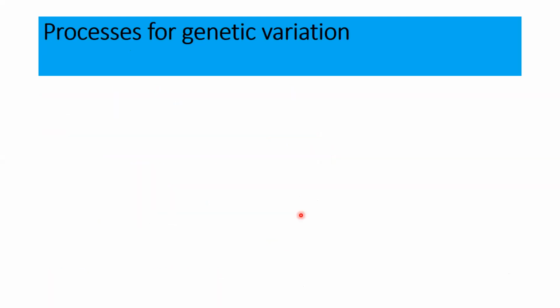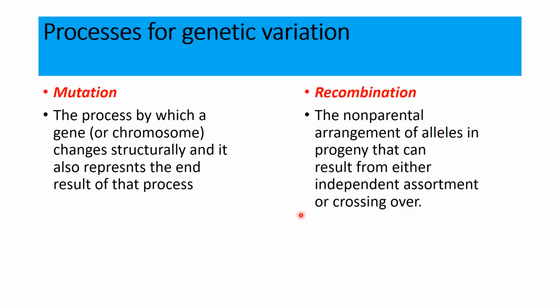There are basically two different mechanisms which give rise to genetic variations. One of them is mutation and the other one is recombination. Mutation is a process by which a gene or chromosome or a DNA sequence is changed, and it also represents the end result of this process. On the other hand, recombination is the non-parental rearrangement of alleles in progeny that can result from their independent assortment or crossing over.